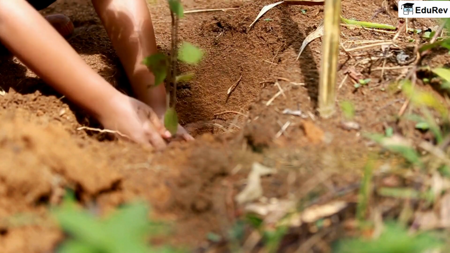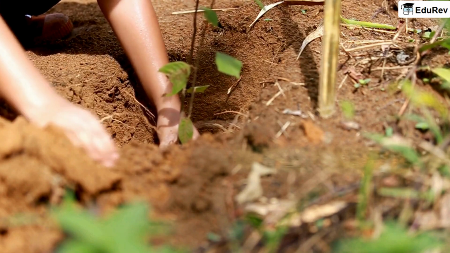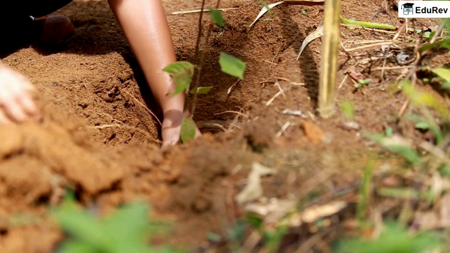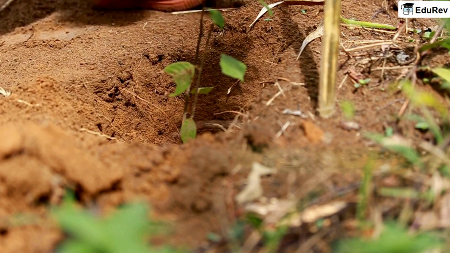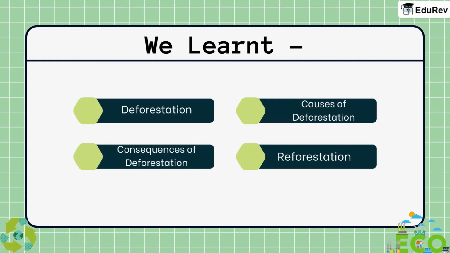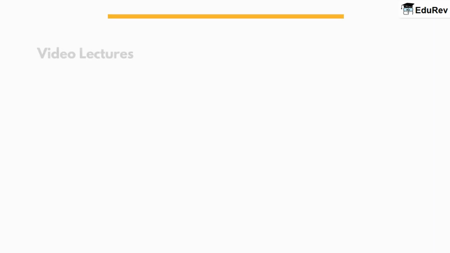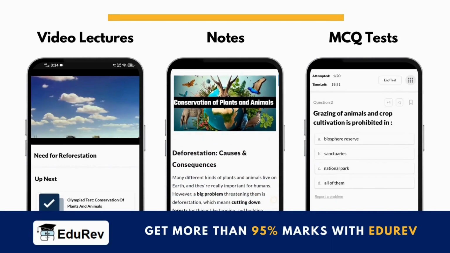Well, if we keep cutting down forests, there would be no trees left in the end. So, we should plant the same number of trees that we cut. This is called reforestation. With this, we have come to the end of this video. We learned about deforestation and how it is a very big threat to our lives. We hope that you have understood the concept of deforestation.